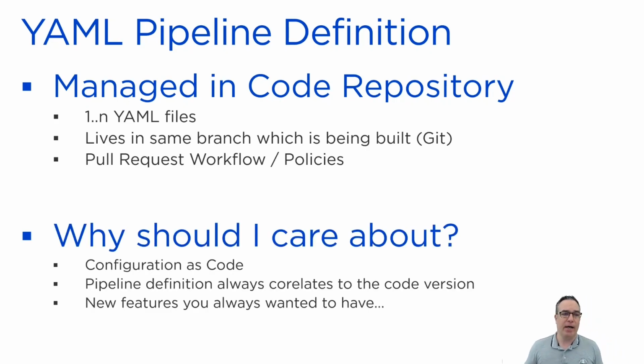So why should you care? Now you have true configuration as code for your pipelines. You always have a matching pipeline definition to your code changes, and it's basically the feature you always wanted to have. So now let's move on and have a deeper look into how you could use this new functionality of YAML for your DevOps pipelines.